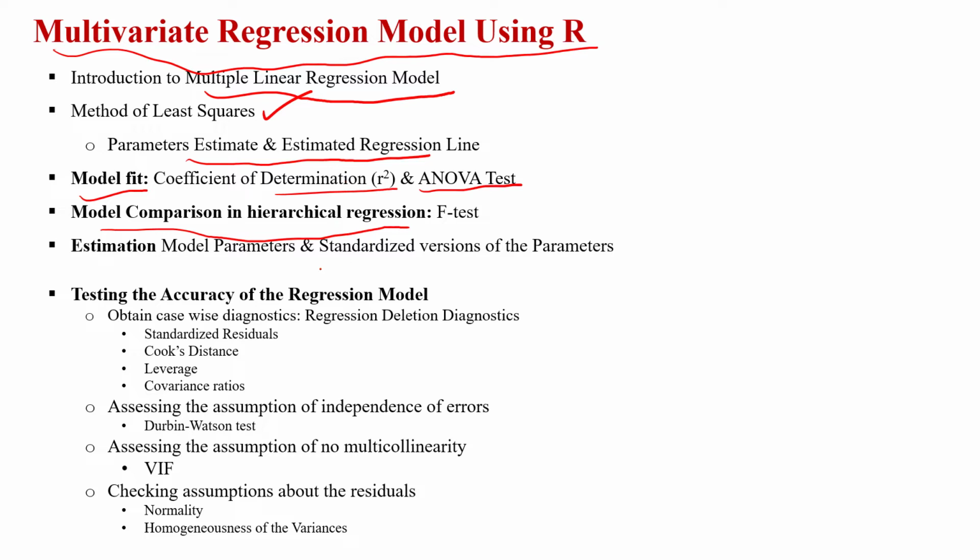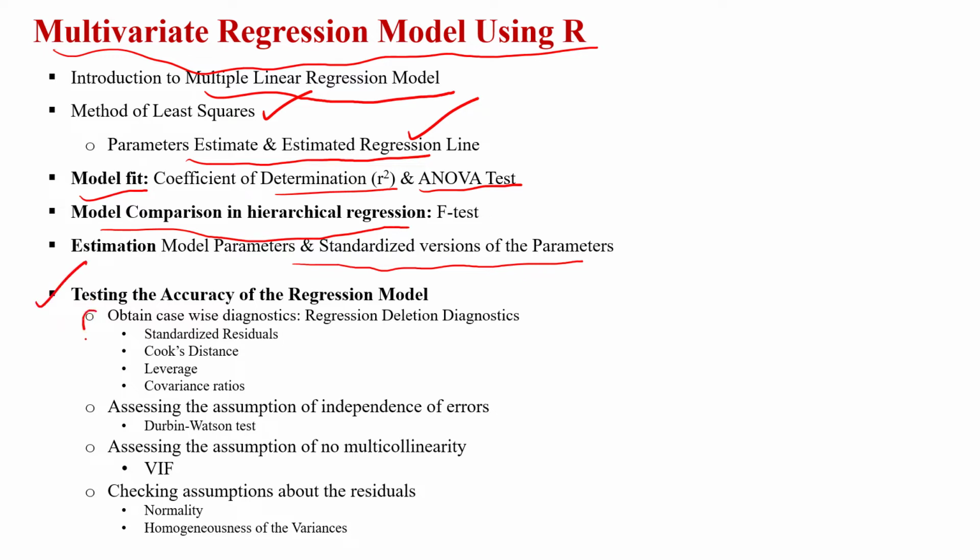We also talk about the standardized version of the parameters. So here we will estimate the parameters and then we will also talk about the standardized version of the parameters, which we are going to estimate through R, and then we will see how we can interpret those standardized parameter estimates. And then we will check the accuracy of the regression model.